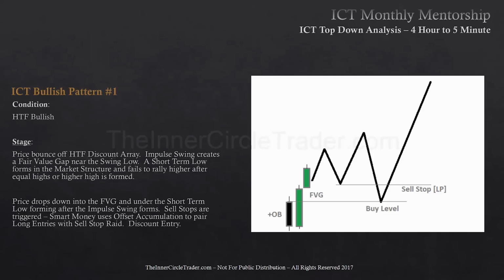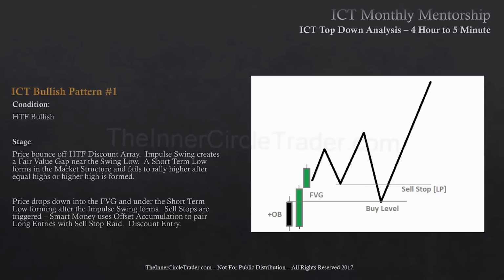A short-term low forms in market structure and fails to rally higher after equal highs or a higher high is formed. Price will eventually drop down into the fair value gap and under the short-term low forming after the impulse price swing forms. Sell stops are triggered. Smart money uses offset accumulation to pair long entries with the sell stop raid for a discount entry.